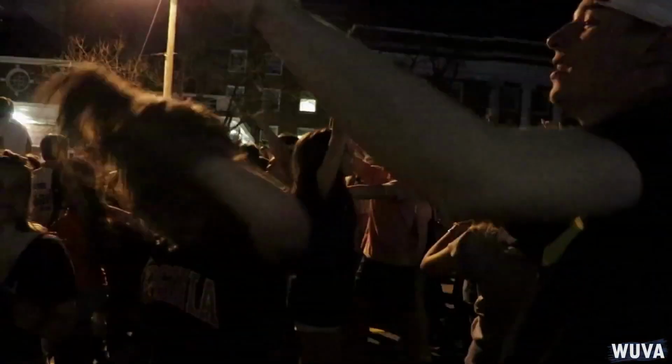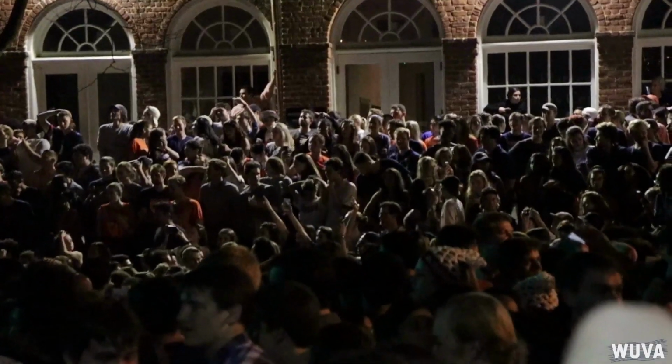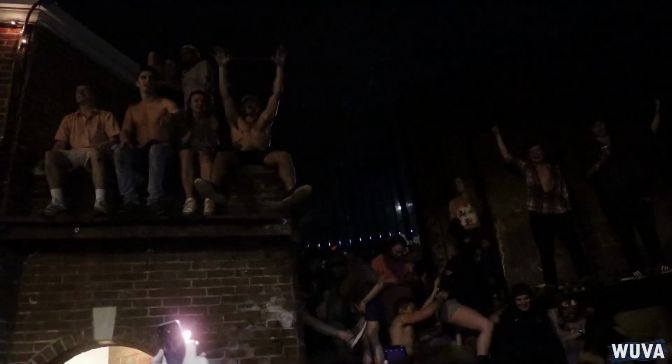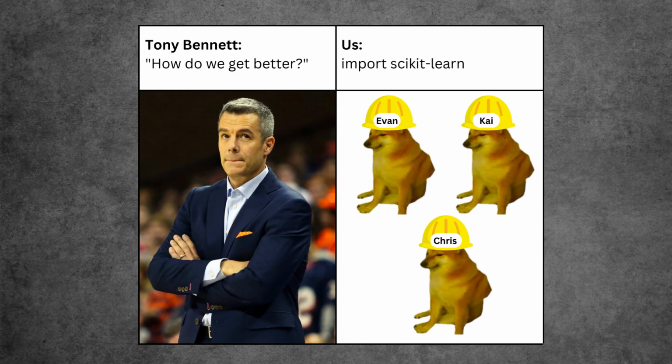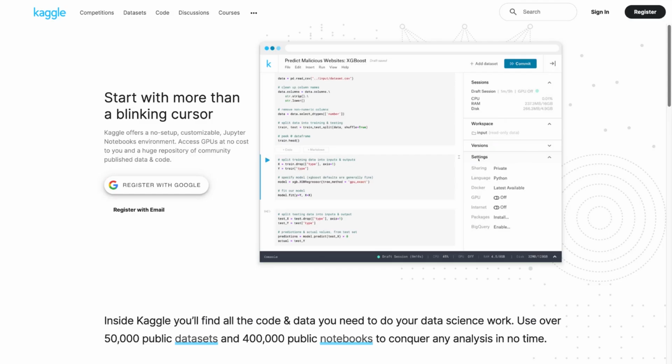As CS students, it is our duty to use our superpowers for good and help bring UVA basketball back to its glory days. Now, because we're all below 6 feet, we can't physically help. However, maybe we can find a solution through machine learning. So we took our good intentions to Kaggle and searched for a relevant dataset.